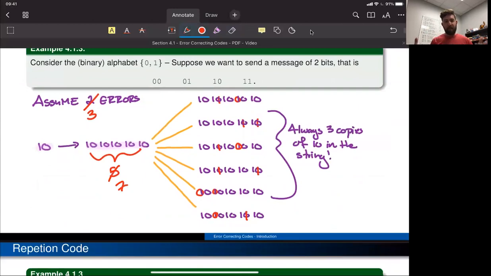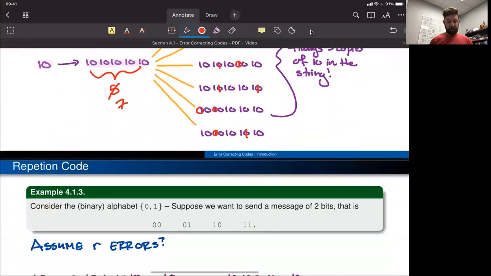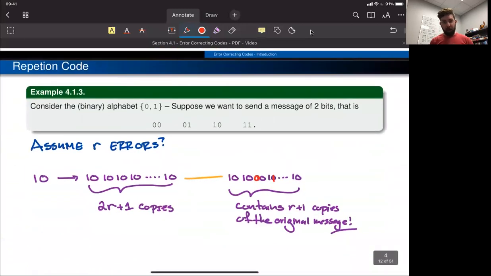If I have some message that's tens of thousands of bits long, and I'm assuming that there might be thousands of errors, that's a ton of padding. That's going to be absolutely massive and super inefficient for how we want to go about these things. But it is technically possible. So if you assume that there are going to be R errors, you're always going to send 2R plus 1 copies of that particular message.